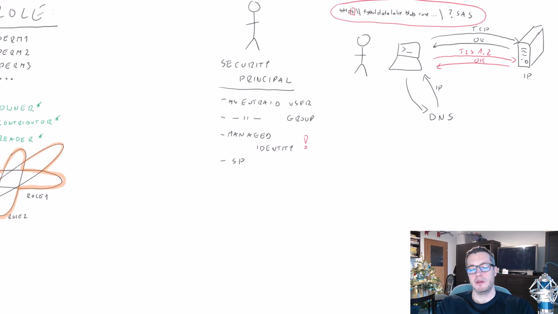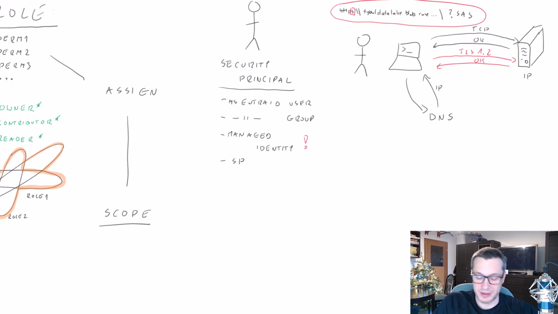Alright, so we know what we want to grant. We know to whom we want to grant the role. But there is one piece missing. Basically, a scope: on which resource we want to grant the access. So scope is the third part. And all of these things together are needed to make the assignment, just to grant someone a role on some resource.